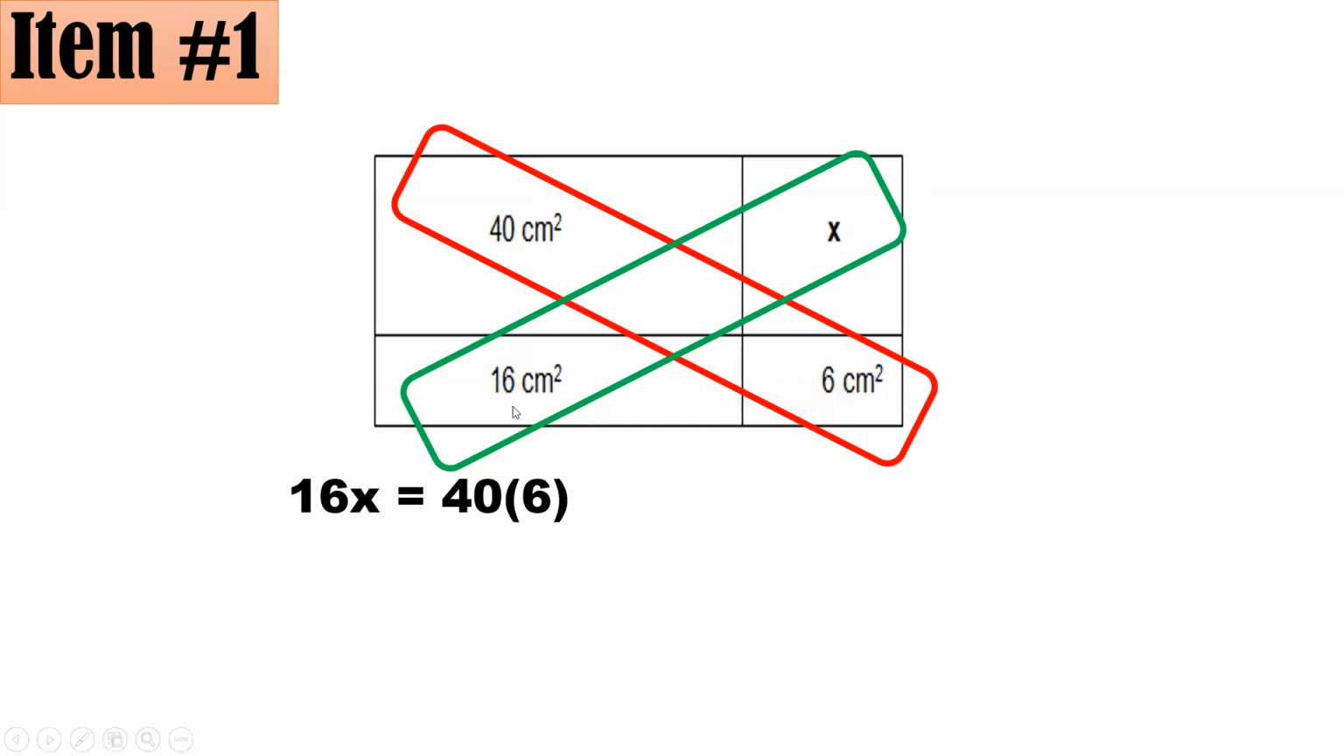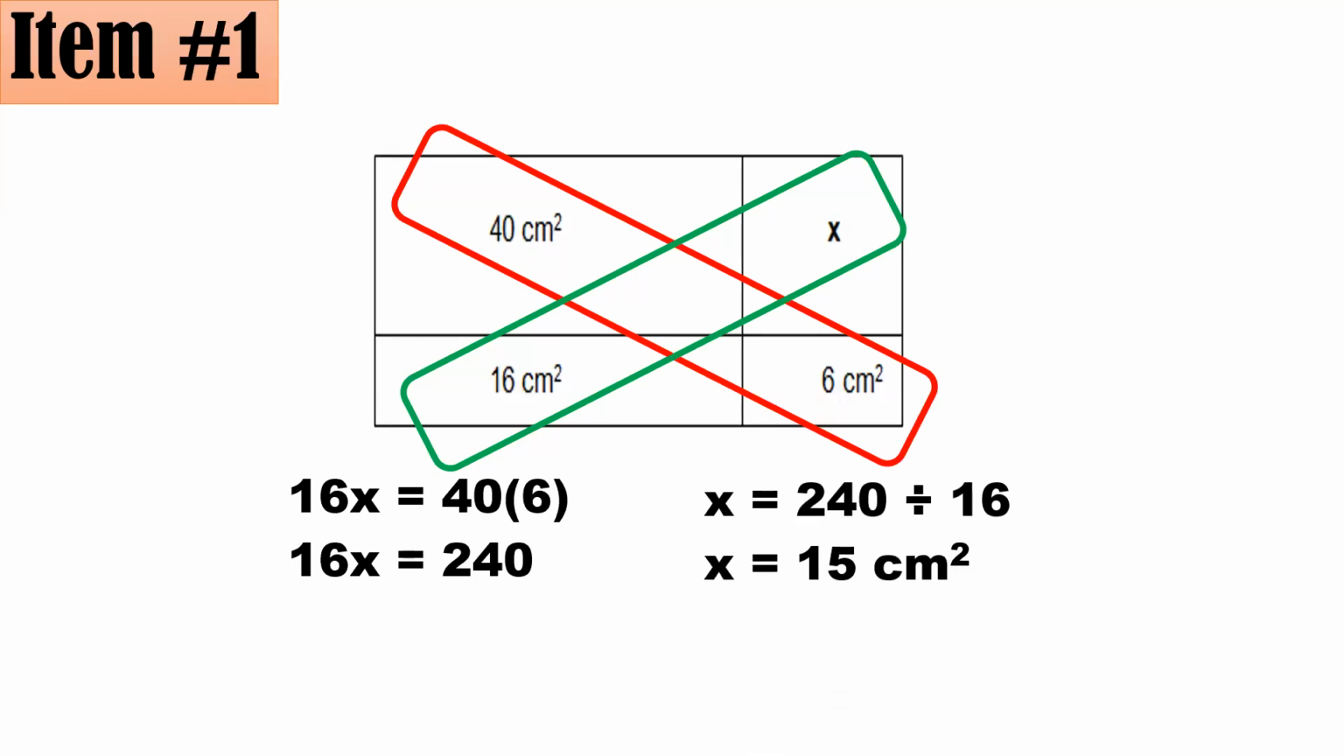So with such, 16 times x is 16x equals 40 times 6, which is 240. And 16x equals 240, and dividing both sides by 16, kasi x po yung hinahanap natin, that gives us x as 15 cm squared. So therefore, if you answered 15 cm squared, you got it right.